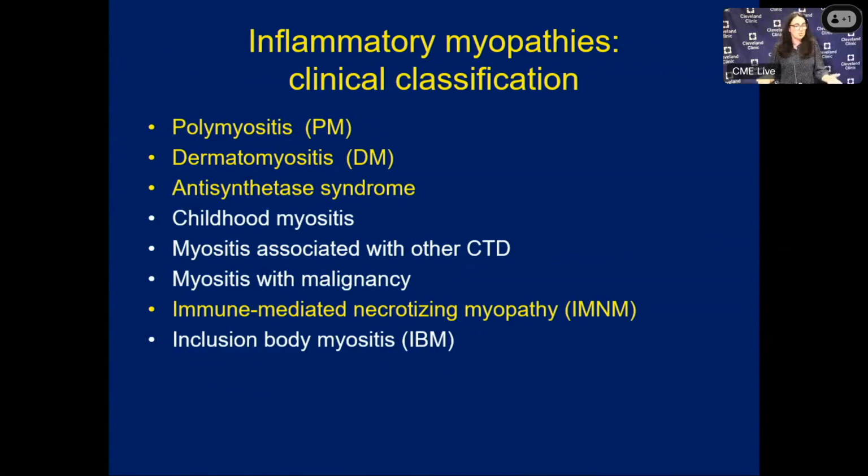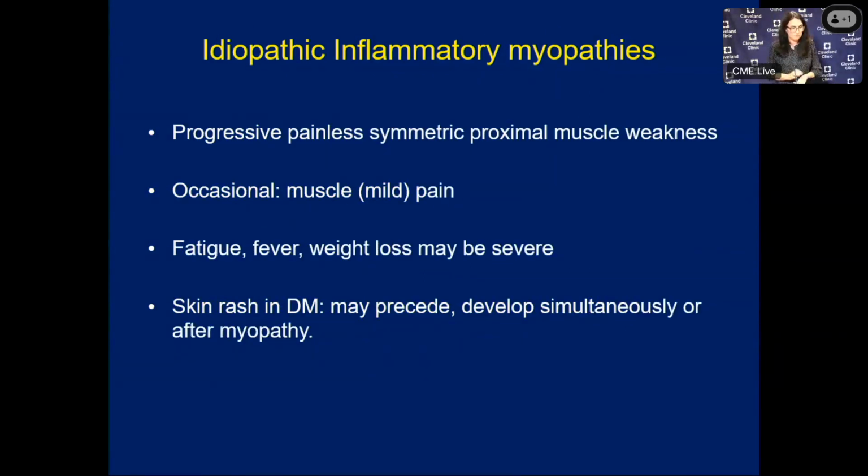But traditionally, we think of this disease as either polymyositis, dermatomyositis, the antisynthetase syndrome, and the immune-mediated necrotizing myopathy, those being the most important inflammatory myopathies. But also let's not forget the inclusion body myositis in the older patients, myositis associated with malignancy, myositis associated with other connective tissue disease such as scleroderma, and childhood myositis.